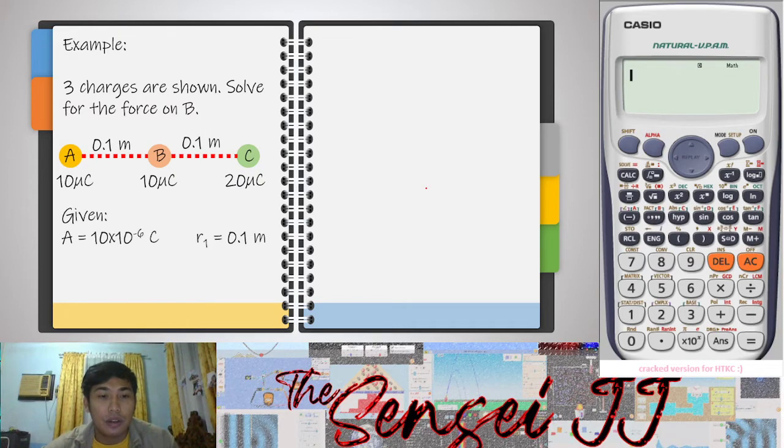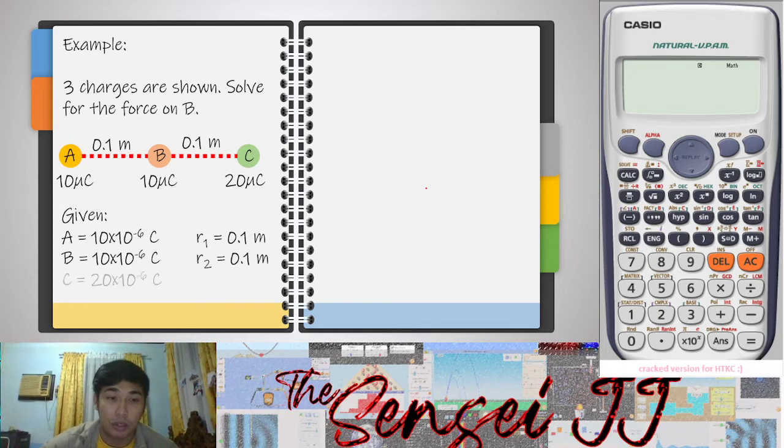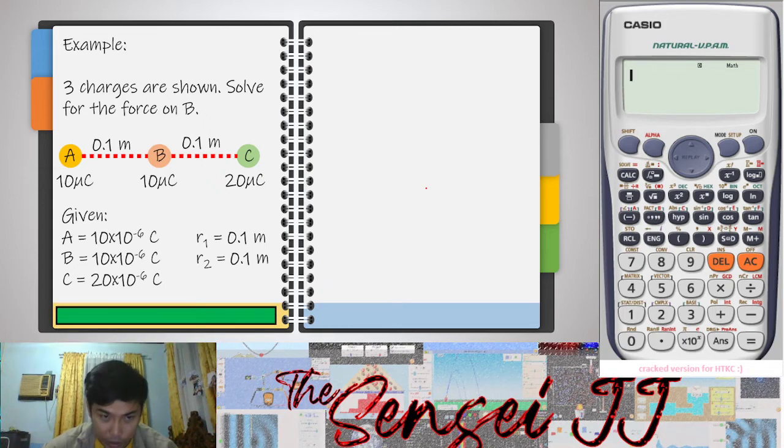So we have here, given, particle A of 10 times 10 raised to negative 6 coulomb, and the distance to B of 0.1 meter. And we have B of 10 times 10 raised to negative 6 coulomb, and a distance to C of R of 0.1 meters. And lastly, we have the particle C of 20 times 10 raised to negative 6 coulomb.